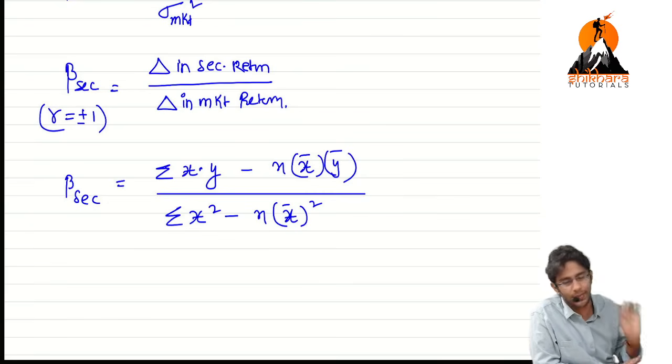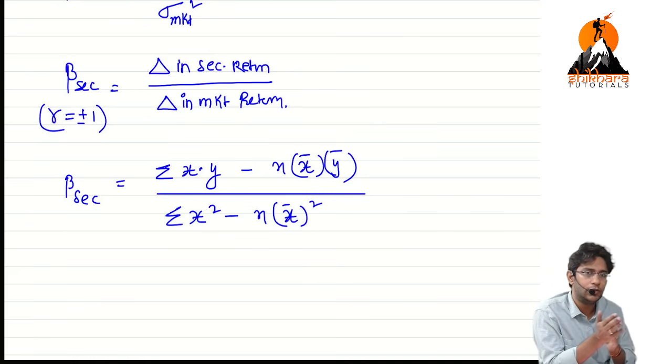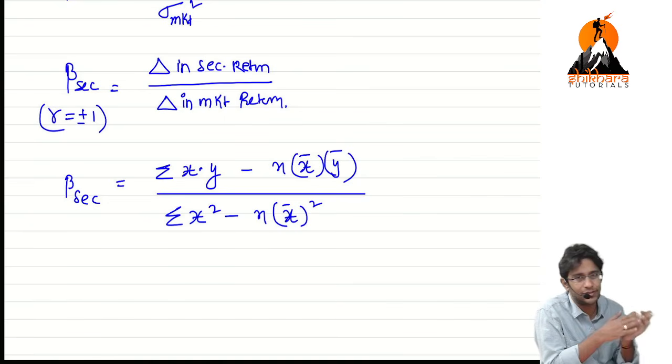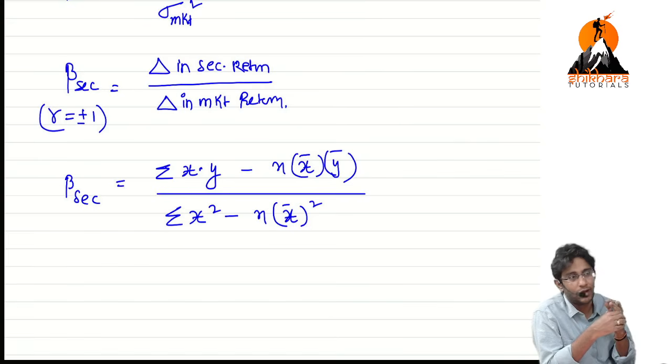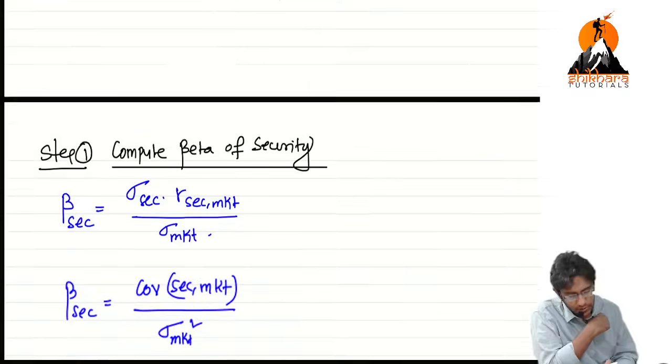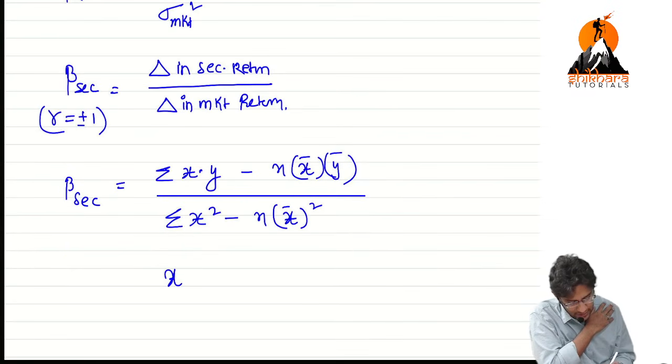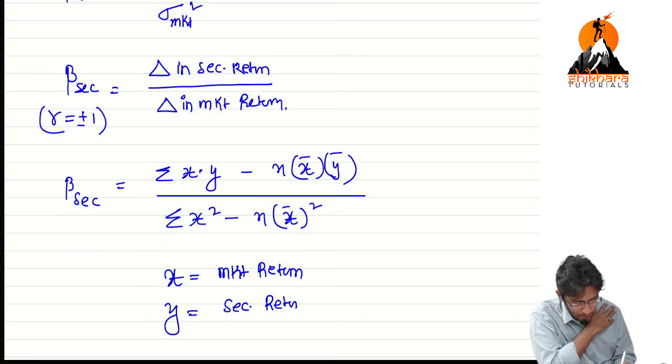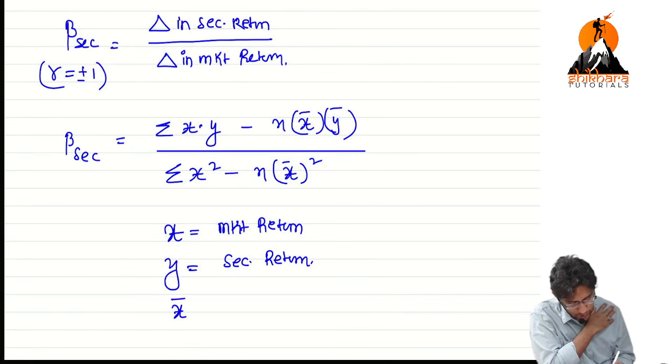In this, the only mistake people make is understanding who is x and who is y. Beta is the link between who and who? Security and market. So who is x, who is y? You can't assume whatever you want. Good. That's the reason in the graph I asked you to remember: on the X axis, who is sitting? Market. So x is market here. When we say x, this is market returns. Y is security return. X bar is what now? Expected return from the market.